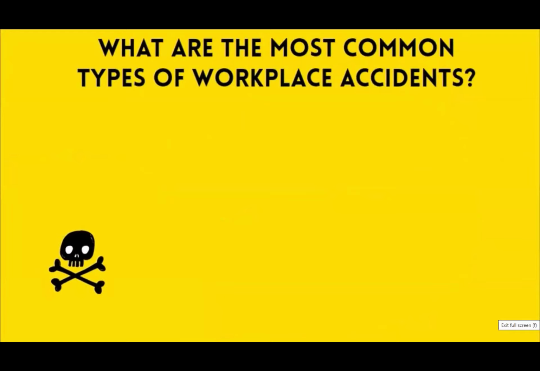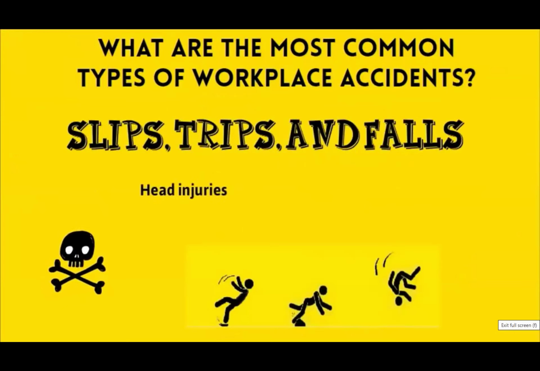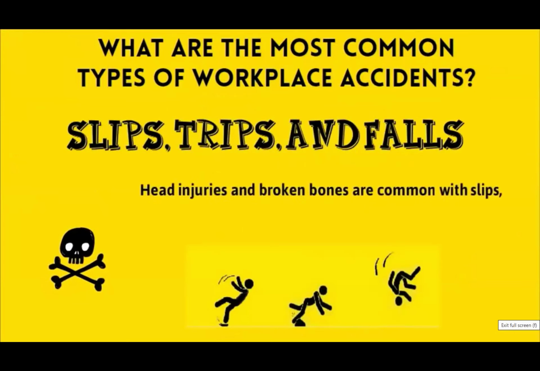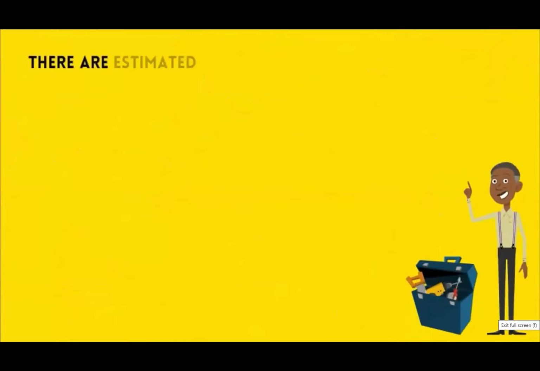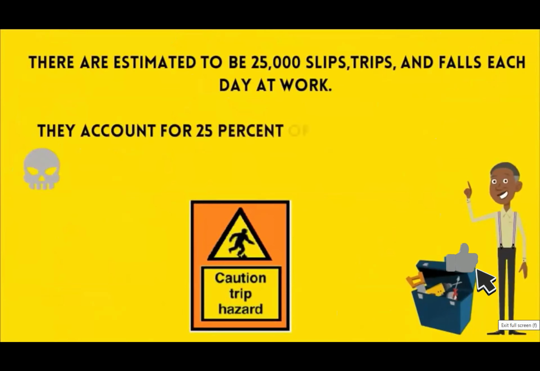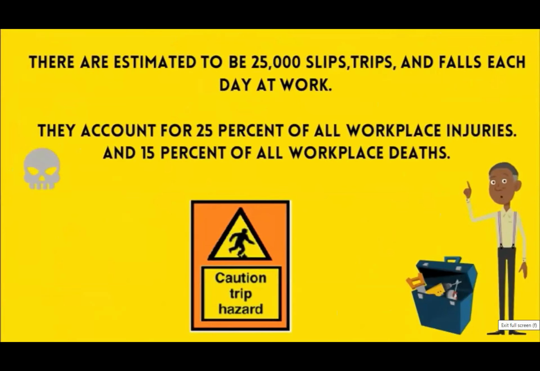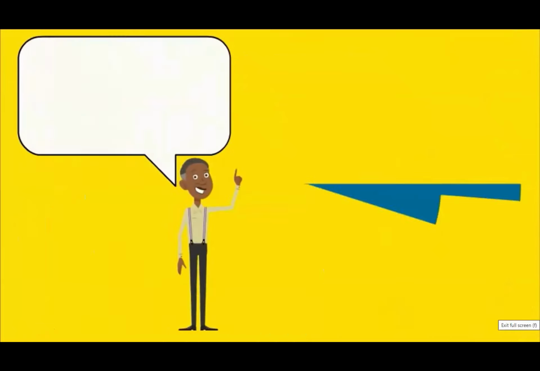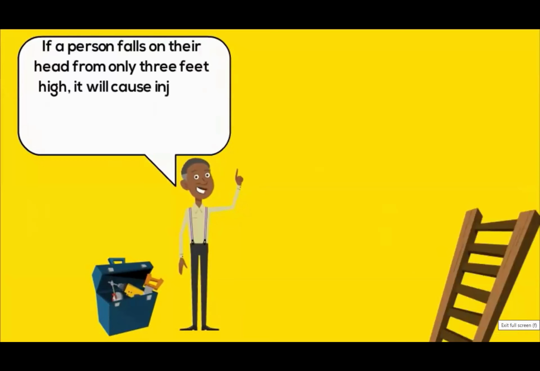When it comes to accidents in the workplace, which ones are most common? Slips, trips, and falls. These are the most common types of workplace accidents. It is estimated that there are 25,000 slips, trips, and falls each day at work. They account for 25% of all workplace injuries and 15% of fatalities.